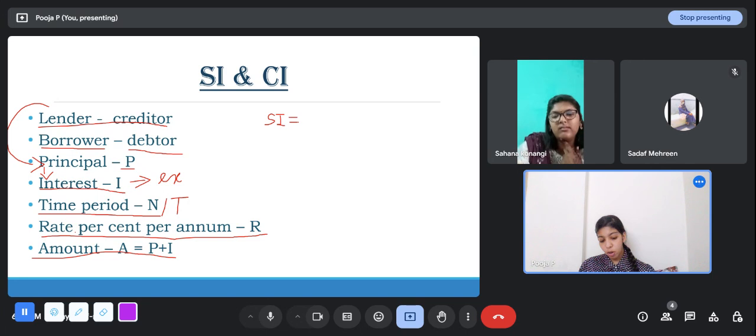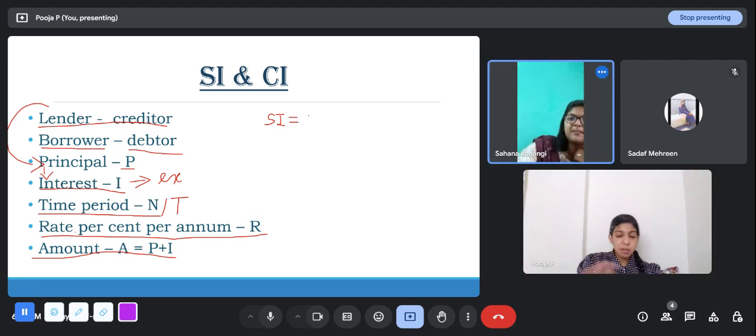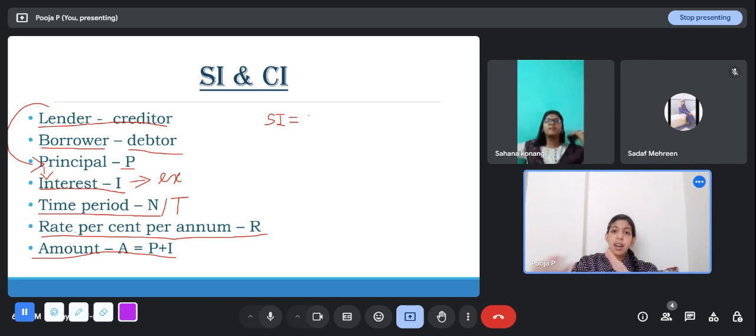It is P of 1 plus R by 100 to the power of N. That we will see when we start compound interest. Before that, let's finish up with simple interest today, because it is dead easy. Hardly you have one formula, one example, and everything else will go by that.